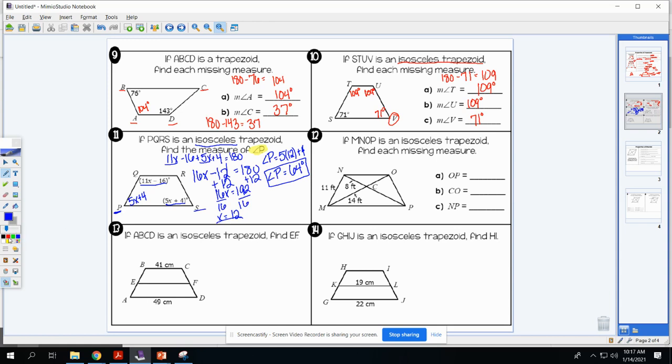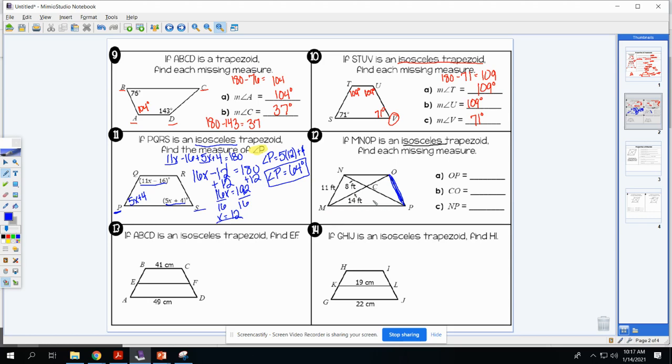64 degrees. All right. Number 12. Number 12 says if MNOP is an isosceles trapezoid, find each missing measure. So looking at the isosceles trapezoid, it looks like we've got some sides here. The first side I see that we are dealing with looks like OP. So I've got to ask myself, what do I know about these sides of a trapezoid?